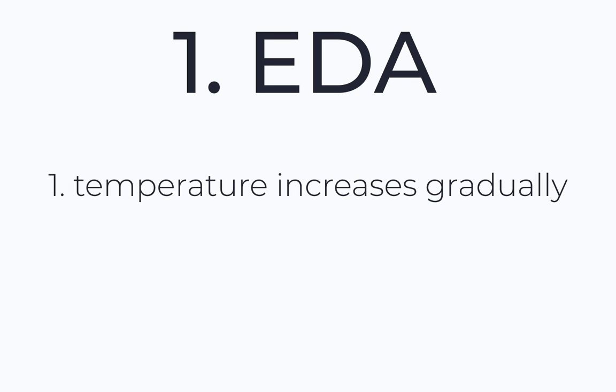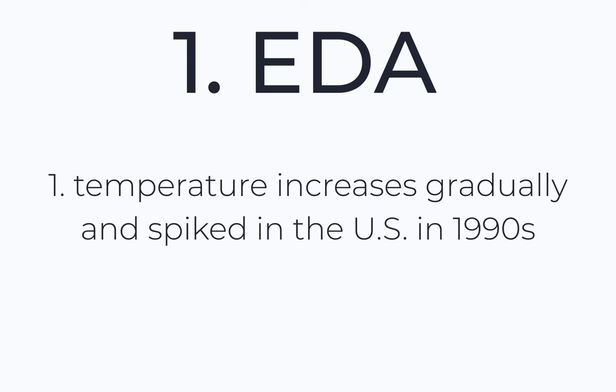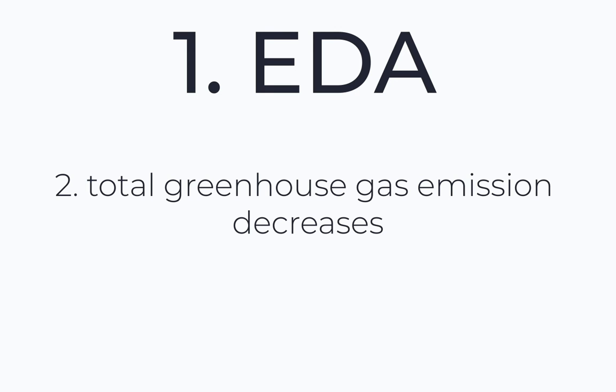From the exploratory data analysis, we discovered two important insights. One is that although the global temperature is increasing, it increased in a relatively gradual manner. However, in the 1990s, the temperature for the US had a substantial spike. As far as the greenhouse gas emission, it was surprising to see that the total global emission is actually decreasing since 1990. However, this is not true for countries such as the United States. We were also able to observe a trend where the temperature is fluctuating in a similar pattern as the greenhouse gas emission.